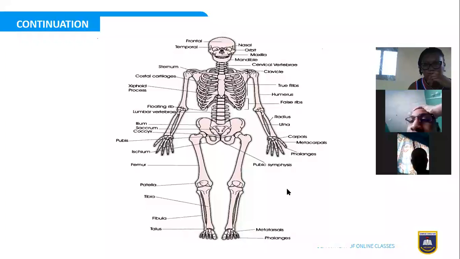The hand starts from your wrist level to your fingers, okay? So the bones that are found in the wrist are called carpals. These are the carpals. The carpals are small bones found in the wrist, and they are 9 in number. We have 9 carpals. So when you ask what is the name of the bones found in the wrist, they are called carpals.